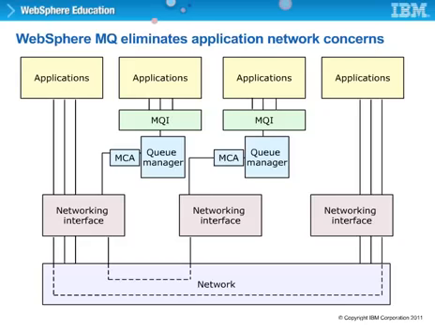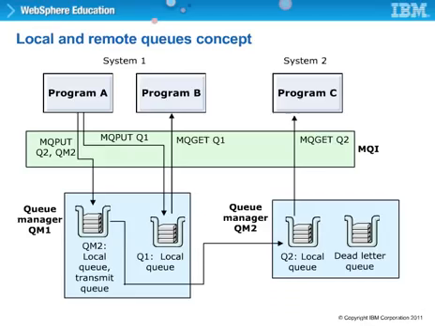In WebSphere MQ, the communication takes place between queue managers. The application program writes to some named queues, and the queue manager determines the location of those queues and handles all of the communication. The MCA that you see in the figure is the message channel agent, which is the queue manager program that performs the network communications. This figure shows two systems, System 1 and System 2. Each system has a queue manager, QM1 and QM2.